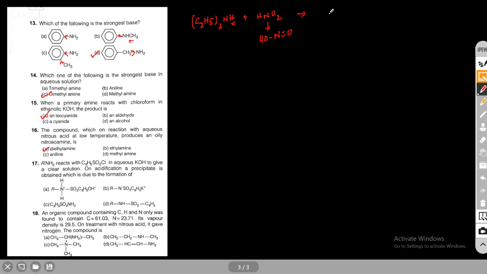So the product here is (C2H5)2N-N double bond O, right? We call it nitrosoamine. This is the nitroso group attached with this amine group, nitrosoamine. This is true when we have diethylamine, a secondary amine. So option A is correct here. Understood? Option A.